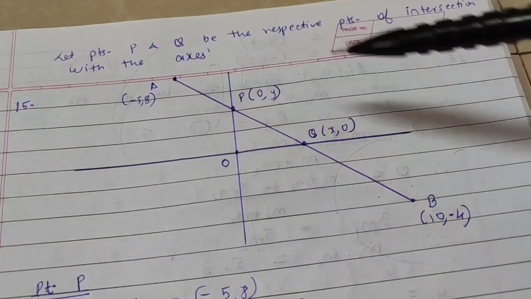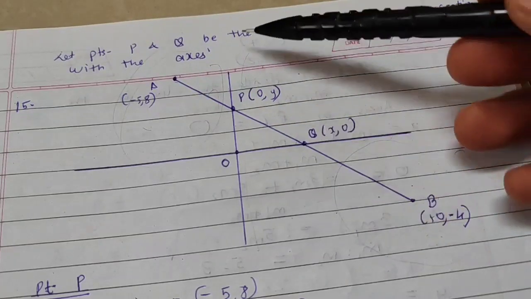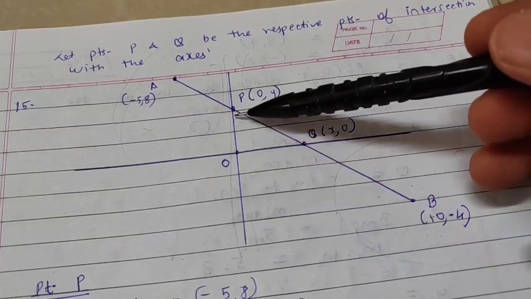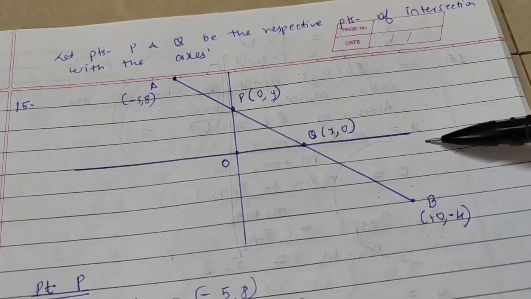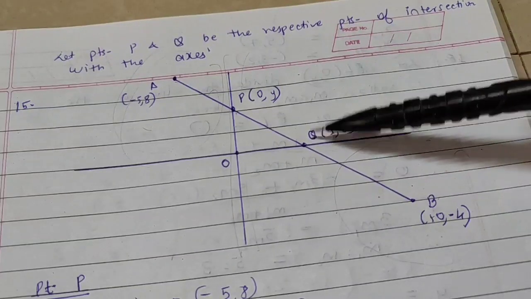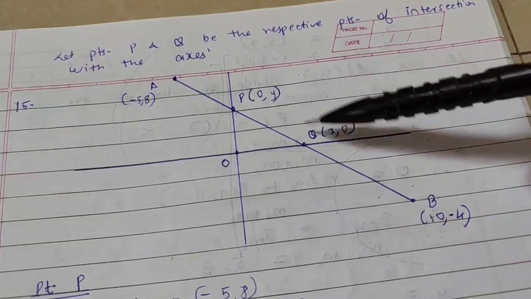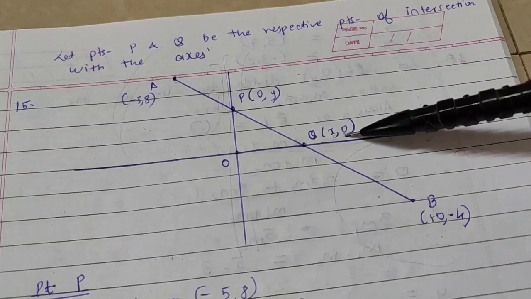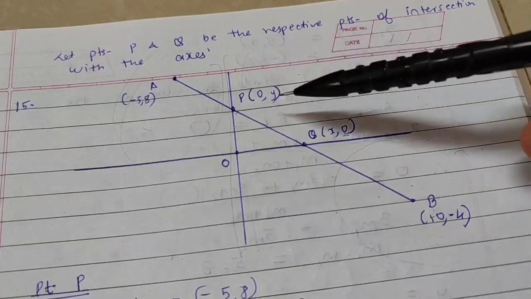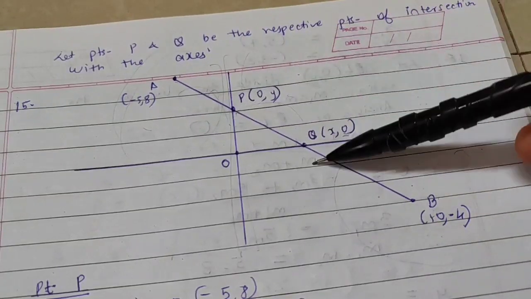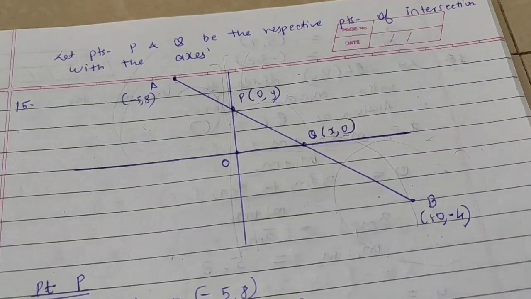So we have points A and B given. The y-axis intersects at point P and the x-axis intersects at point Q. Their values are not given, but I know that this will be 0, y and this will be x, 0. We have to prove that it is trisected. That means AP is equal to PQ is equal to QB. That's what we have to prove.